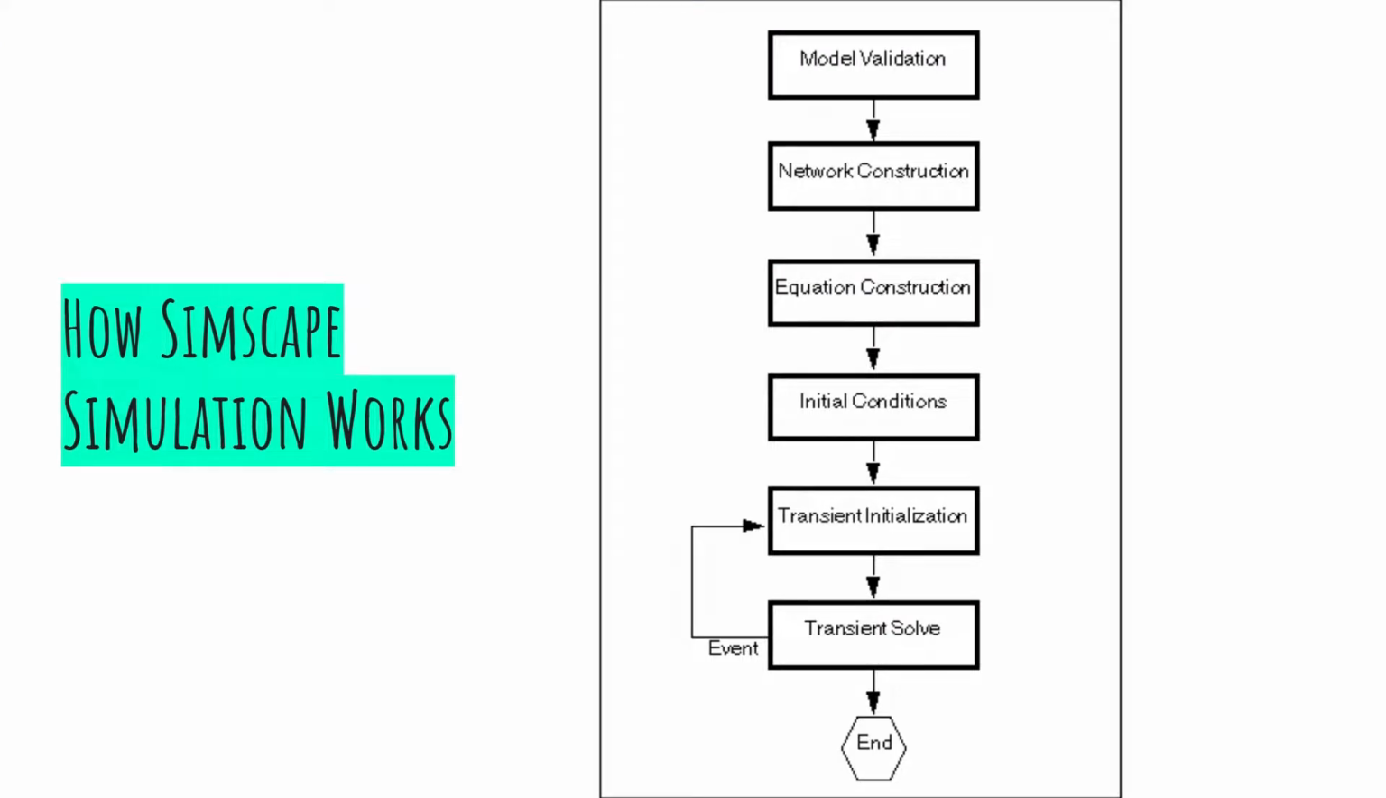In the demonstration, we built a model in the Simscape environment and we simulated it. But how exactly does a Simscape simulation work? So these are the steps. It involves first model validation, then network construction, equation construction, initial conditions, then transient initialization, and then transient solve.